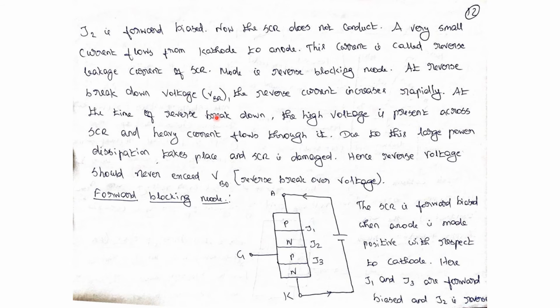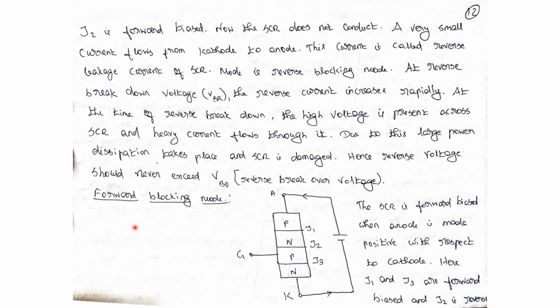If the voltage reaches the reverse breakdown voltage, VBR, the reverse current increases rapidly. Because of that, heavy current flows through it. Due to this, large power dissipation takes place and the SCR will be damaged. Hence, reverse voltage should not exceed the reverse breakdown voltage.